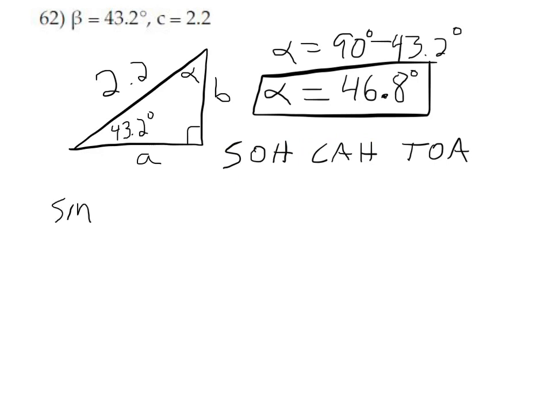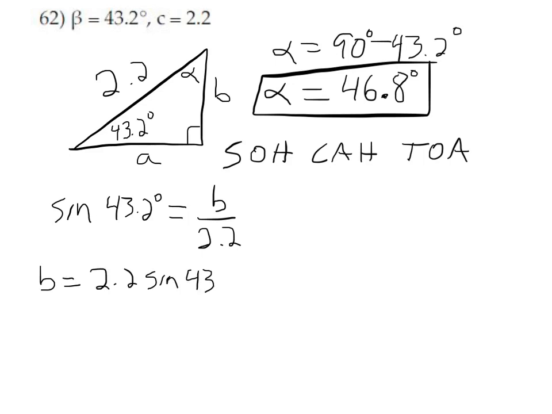Sine of my angle, 43.2 degrees, equals opposite, B, over hypotenuse, 2.2. Solving for B, I get B equals 2.2 sine 43.2 degrees. And my calculator gives me 1.5060. The initial information has one decimal place, so we go rounding to one decimal place. 1.50 would go to 1.5.